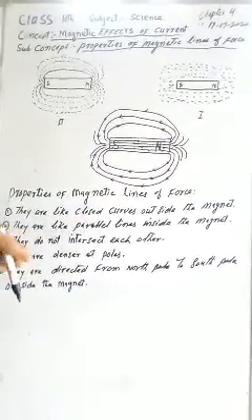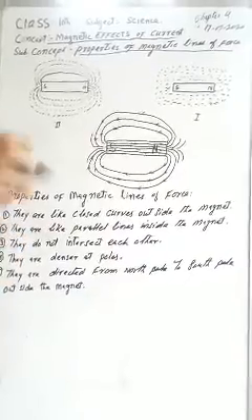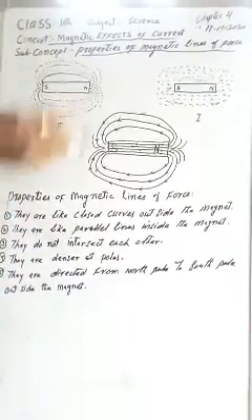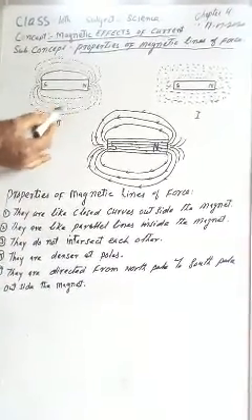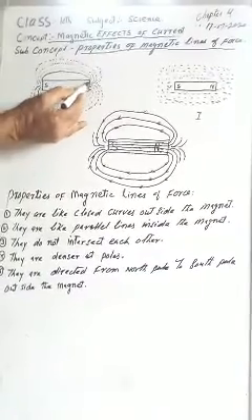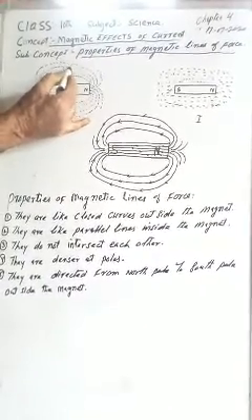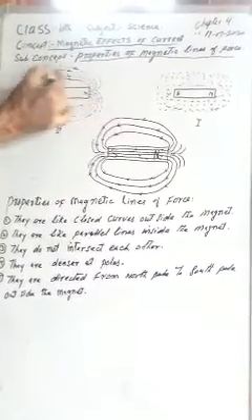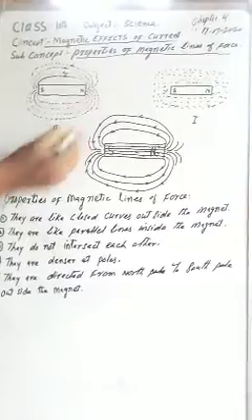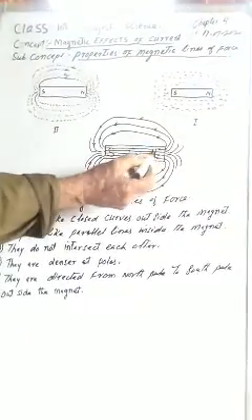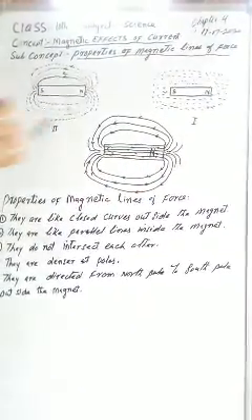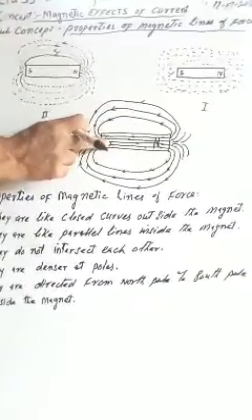Now we want to describe the direction of these magnetic lines of force. Magnetic lines of force are directed from north to south like this, outside the magnet, and inside the magnet they are directed from south to north as shown here. Please zoom so that it will be clear.